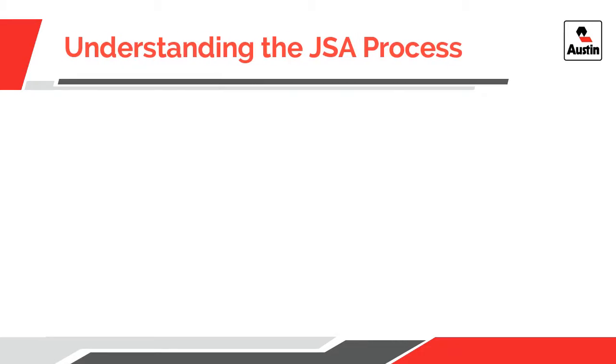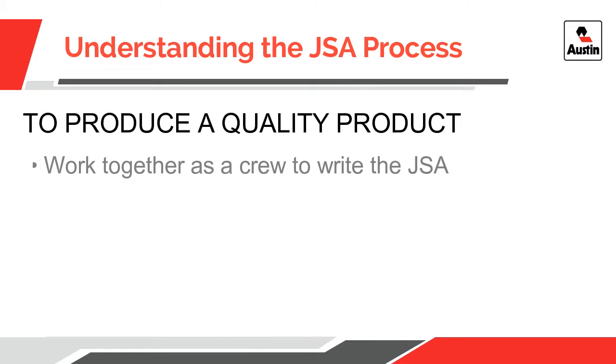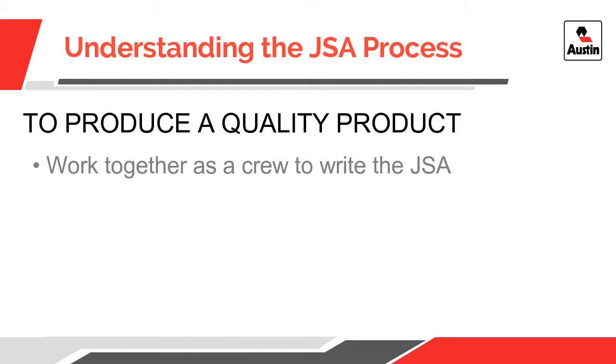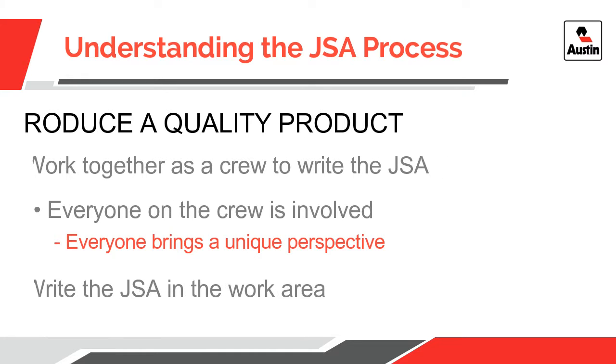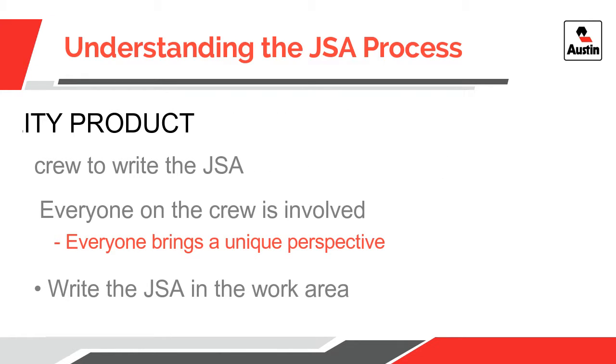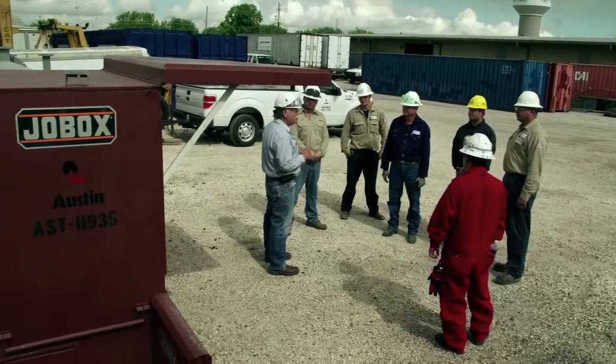It is very important to understand the process of the JSA. The best method of producing a quality product is to work with a crew to write the JSA. Although one person may be writing the JSA, everyone on the crew must be involved to ensure the perspectives of all are captured, because everyone in the crew brings a unique experience and understanding. If possible, write the JSA in the work area so that you can visualize the work.